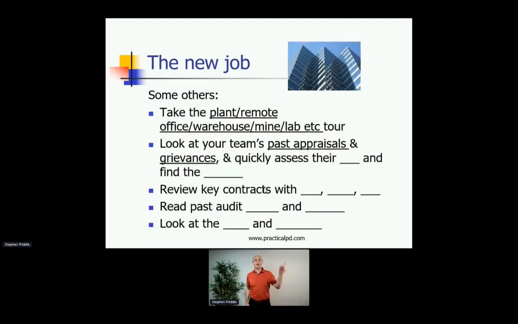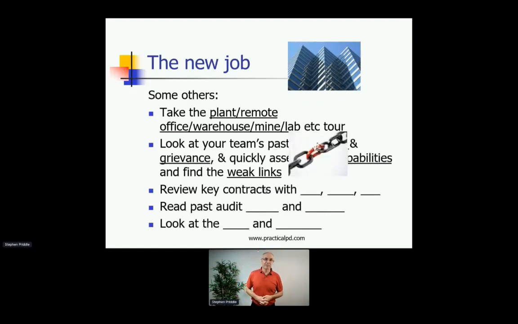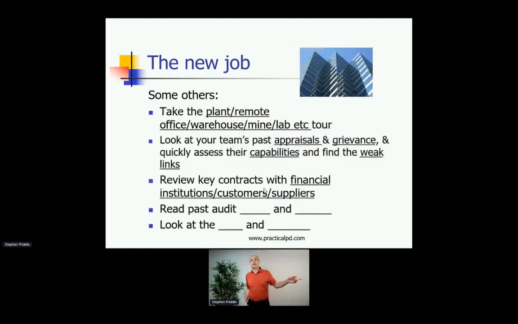And look at your team's past appraisals and grievances and quickly assess their capabilities. So it's very important. In fact, this has cost me when I didn't do it carefully. Who is filing grievances? Why? Are they troublemakers, or are there some troublemakers harassing them, etc.? And quickly assess their capabilities and find out the weak links. In a couple of companies, I didn't fully understand who the weak links were early on, and it cost me something.